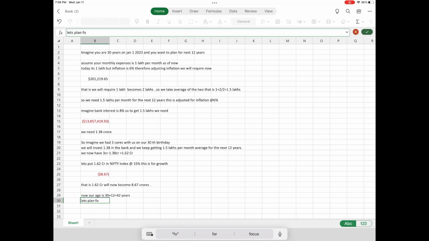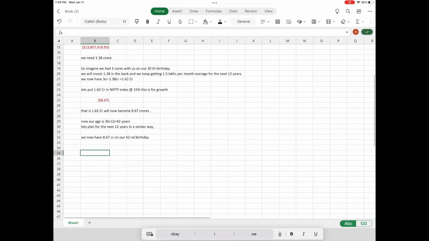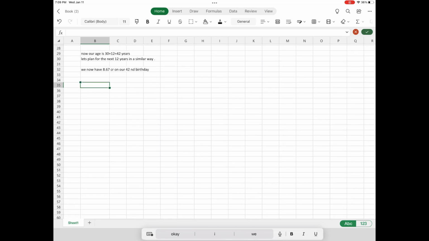So let us see how much you will be spending after 12 years. Let me also tell you that every 12 years, if you take inflation at 6%, expenses double. So you were spending 1.5 lakhs per month, and now after 12 years, your expense is going to be 3 lakhs, 1.5 multiplied by 2. But note that you already have 8.67 crores with you on your 42nd birthday. Let us see how to split this. Again, we are going to split it, some part in the bank, some part in Nifty.